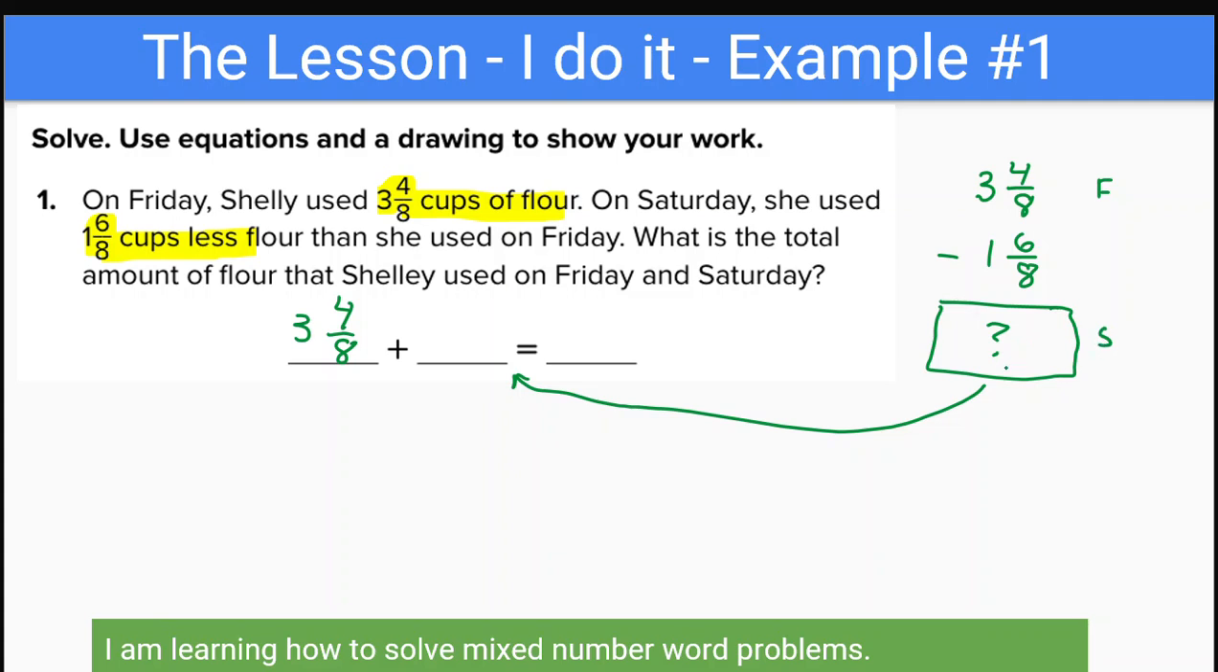Okay. Whatever that answer is, we have to go back over here. And now it asks how many cups she used on Friday and Saturday. Well, here's Friday. Once we do this problem right here, we'll have the answer to Saturday. We can put it right here. Here is going to be Saturday. So go ahead and subtract these two, find this answer, put it right here, take Friday plus Saturday, and that's going to be the total amount that she used for both days. Kids, you're learning how to solve mixed number word problems.